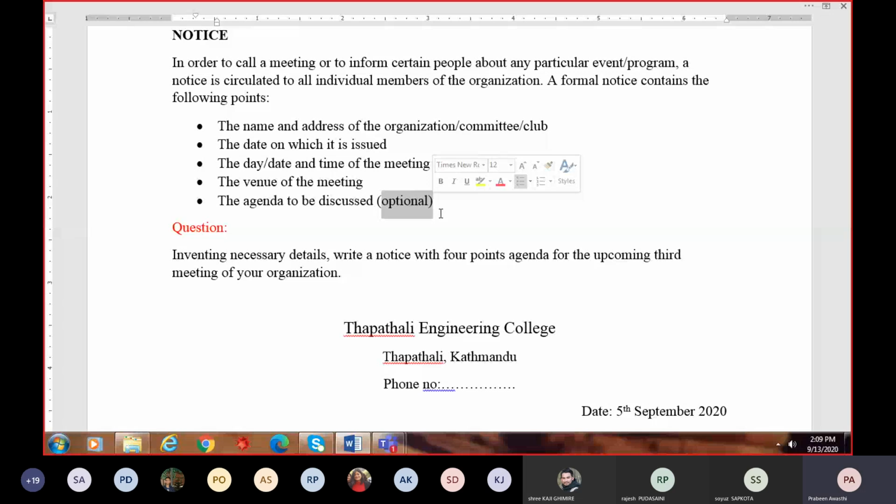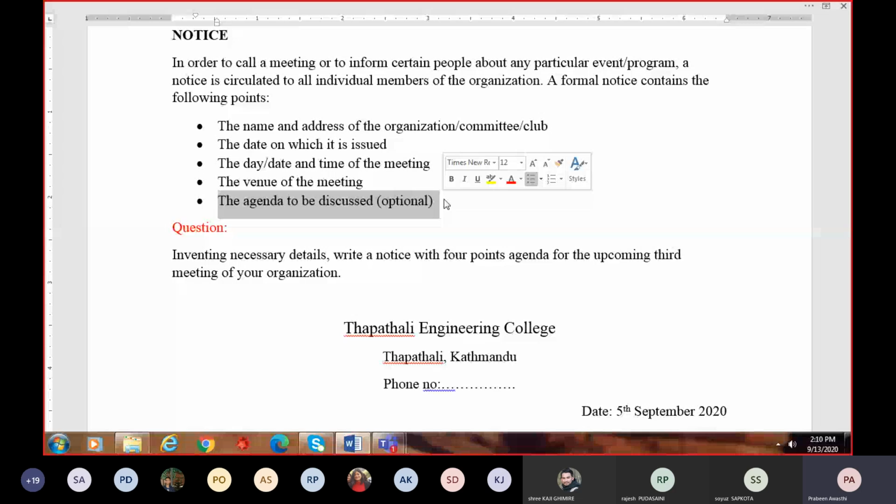Then there will not be an agenda, right? So what I told you is sometimes if a meeting wants to discuss some private issues, there will not be an agenda. Some notices don't include an agenda according to their nature. I presented an example: Thapathali Engineering College is going to conduct its internal examination or first assessment examination from this date within its premises. So all the students are requested to make preparation accordingly. Then there will not be an agenda. Got it? Okay. So this is the important thing.